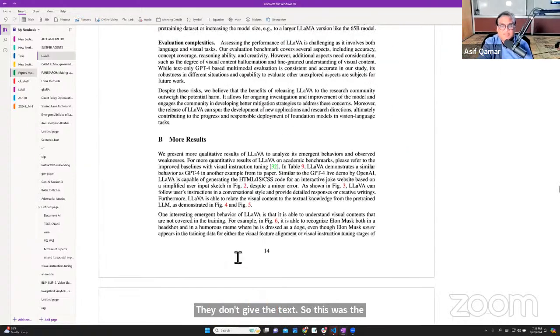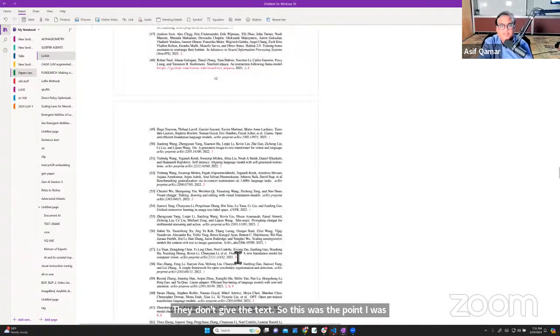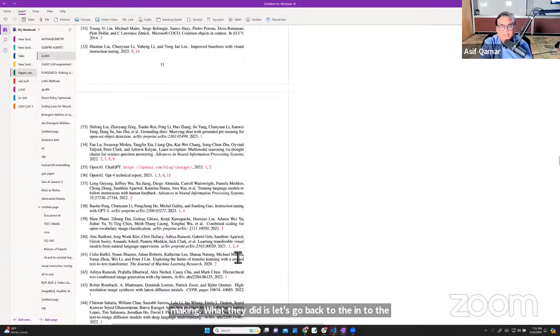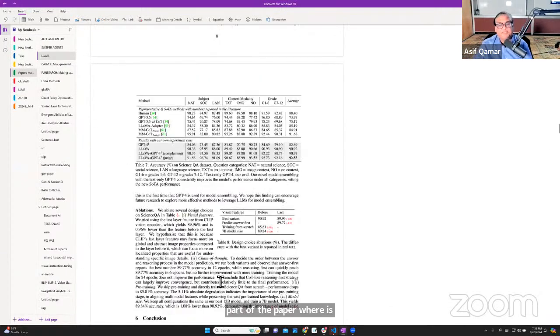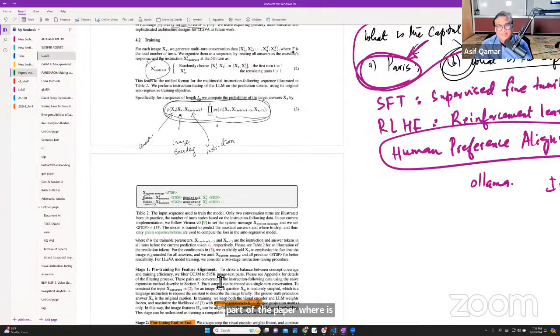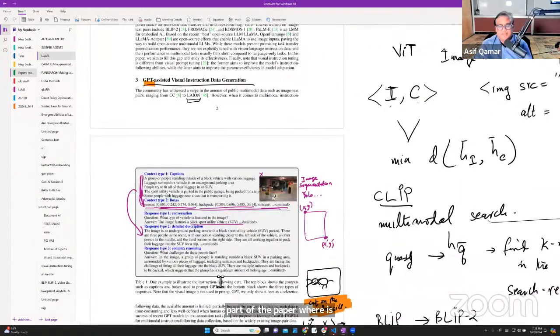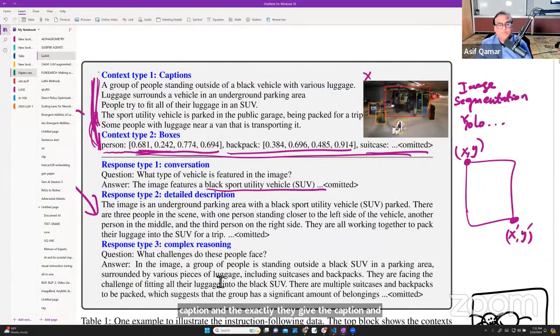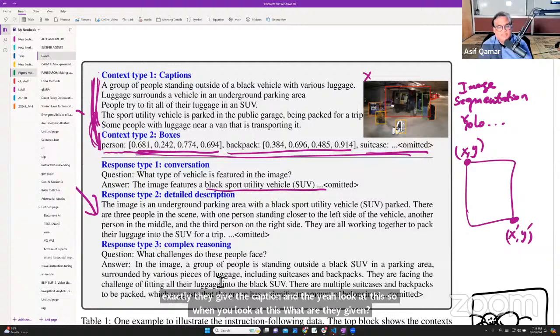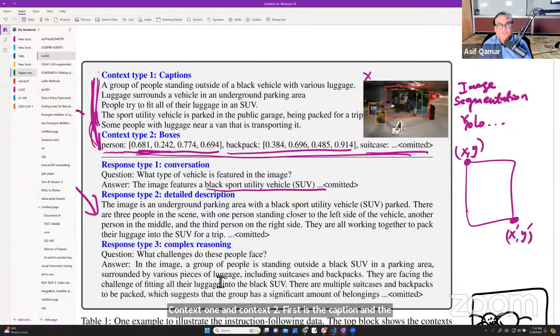What they did is, let's go back to the part of the paper where we are. They give text and boundaries. Yeah, they just give the caption and, exactly, look at this. So when you look at this, what are they giving? Context 1 and context 2. First is the caption and the bounding boxes. They actually don't give it the image. You can't. You just give it the caption and the bounding boxes.